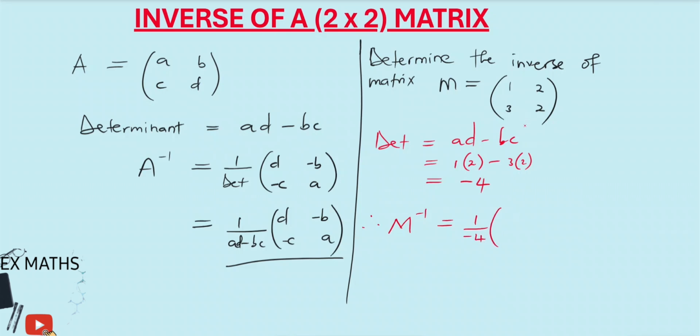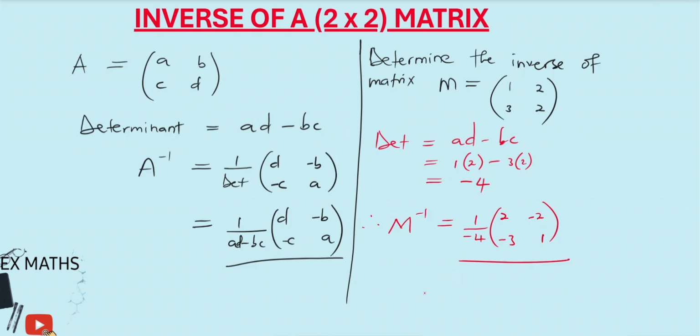Then A and D swap. So here we're going to have a 2, then here we have a 1. Then for the other two, B and C, you multiply with a negative. So that is going to be minus 2 and minus 3. That will be our inverse.